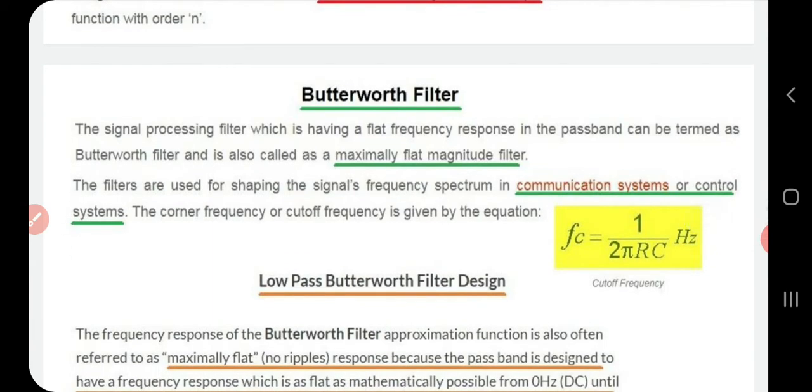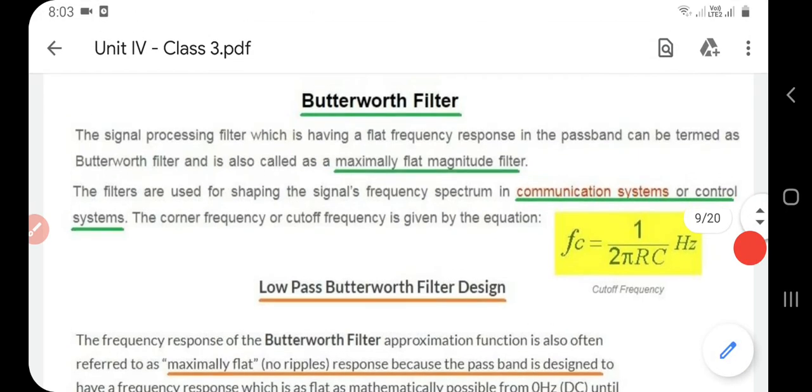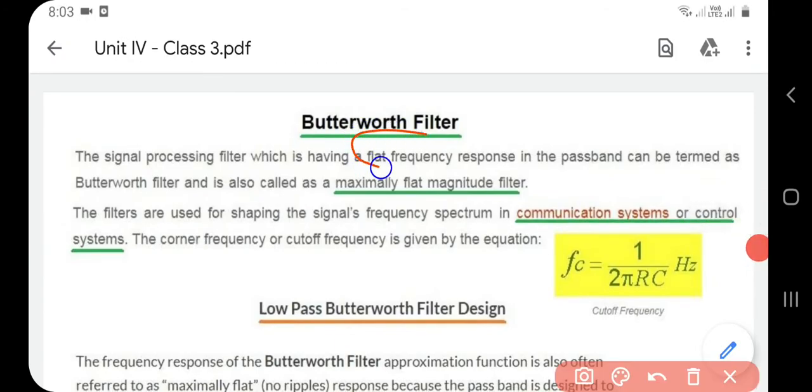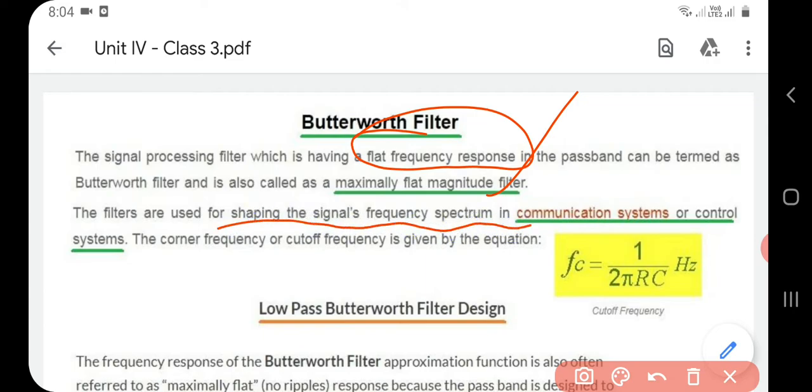Here the signal processing filter, what is the definition for Butterworth filter? It is defined as a signal processing filter having a flat frequency response. This is a highlight. It has got a flat frequency response in the pass band and can be termed as a Butterworth filter, and is also called a maximally flat magnitude filter. It is mainly used for shaping the signal's frequency spectrum in communication systems or control systems, and the cutoff frequency is given by this expression.